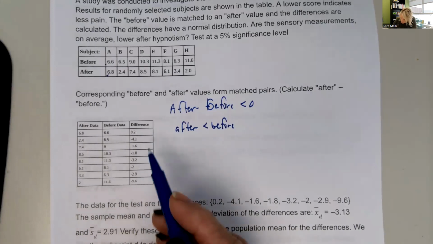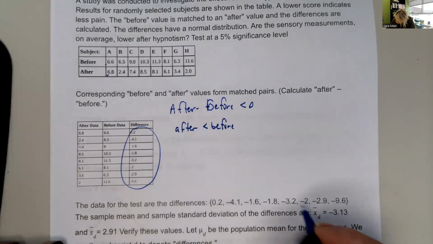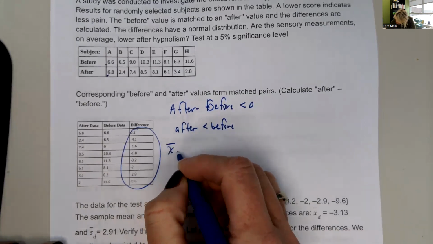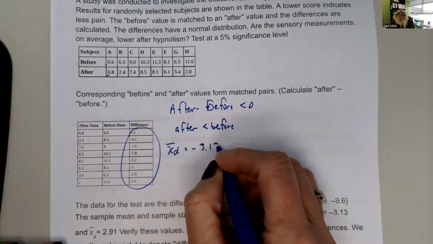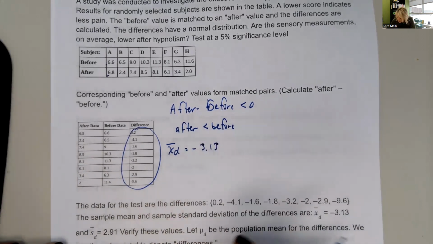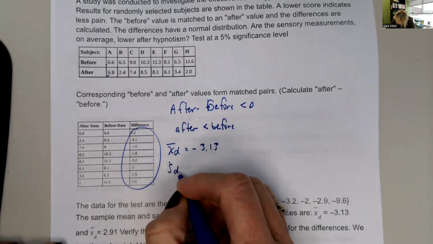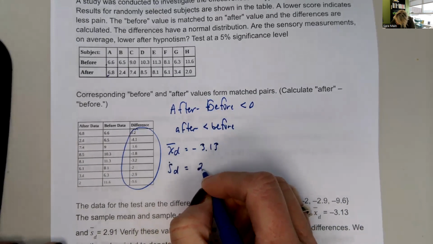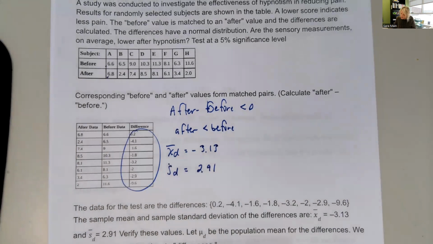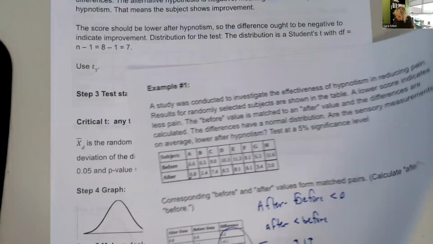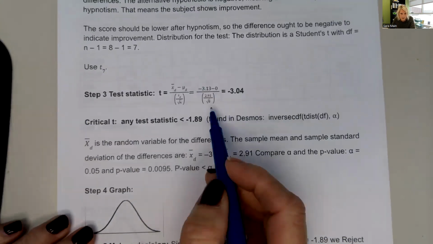But here are the differences. And now we're going to find the sample mean of the differences. The sample mean of the differences is labeled down here. It's a negative 3.13. And the standard deviation of the differences is 2.91. And we can use that to calculate our test statistic here.